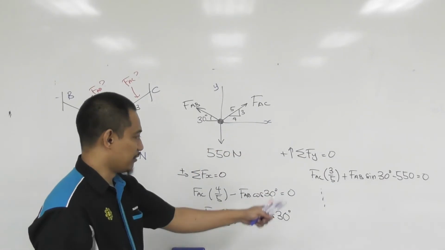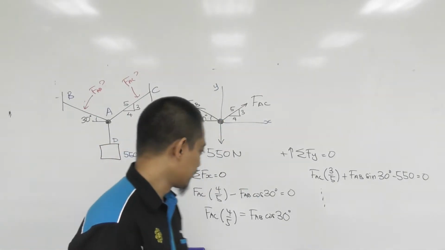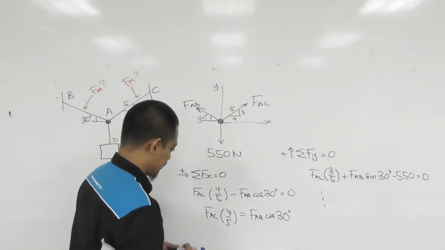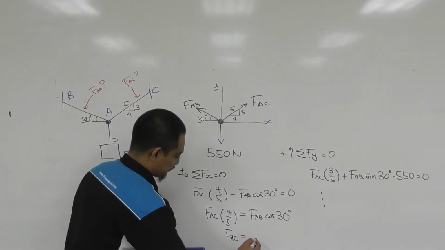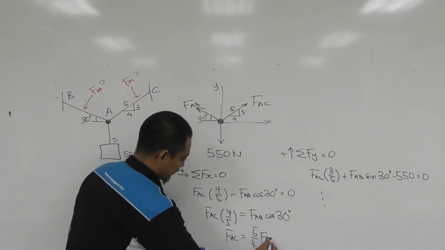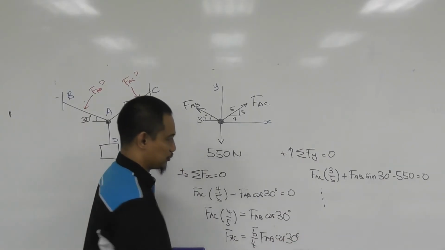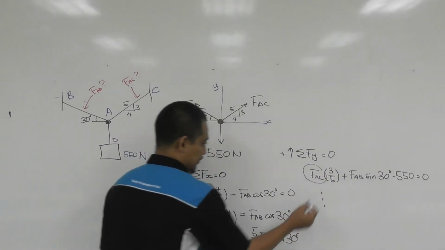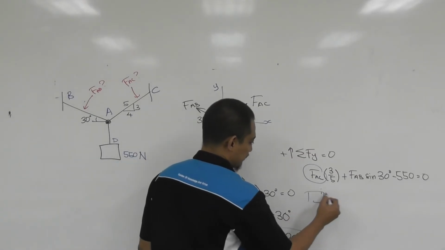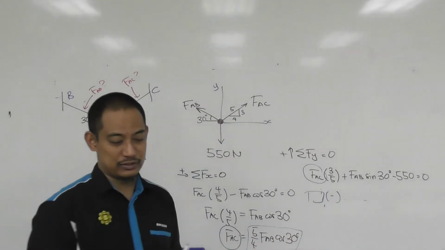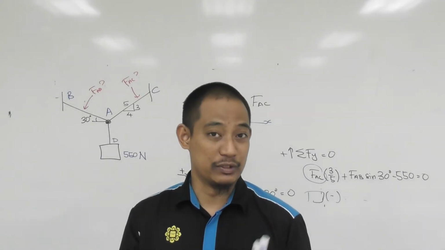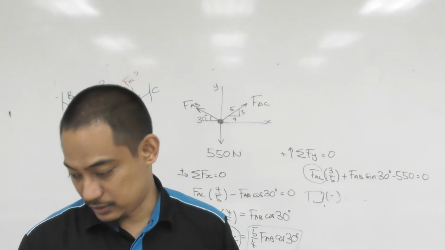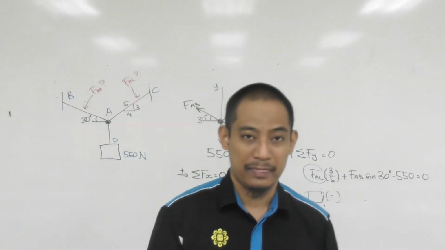Now, in this case, obviously it will be a simultaneous equation, right? So however you want to solve the simultaneous equation, you can. For example, if you do this one, FAC equal to 5/4 FAB cos 30, and then you put this FAC into this FAC, so you get all of this here, and then calculate. That's, for example, one of the ways to solve simultaneous equations. So you just solve and then you get the answer, right? After that, it's just mathematics to solve the simultaneous equation.